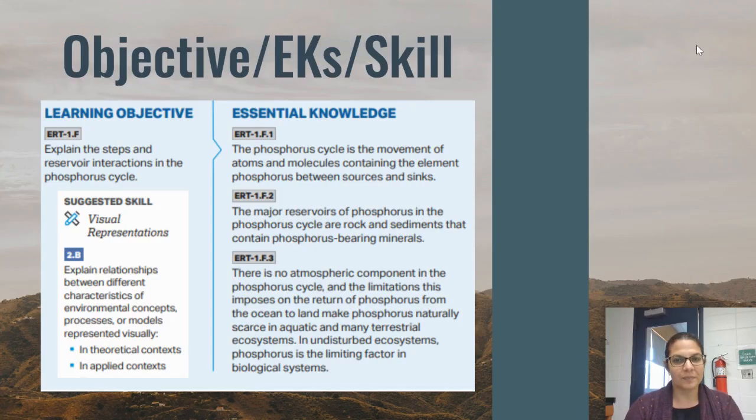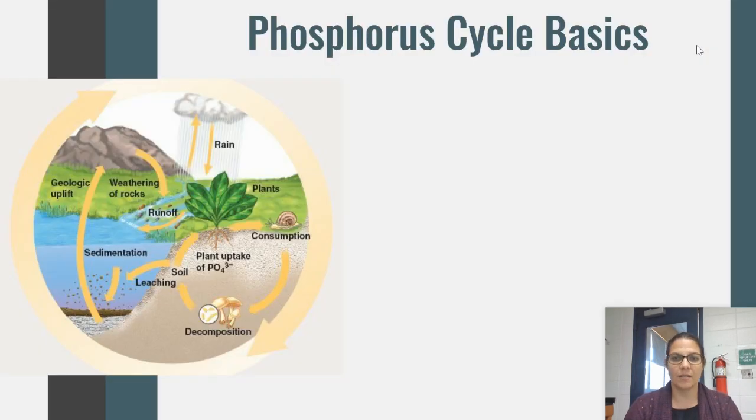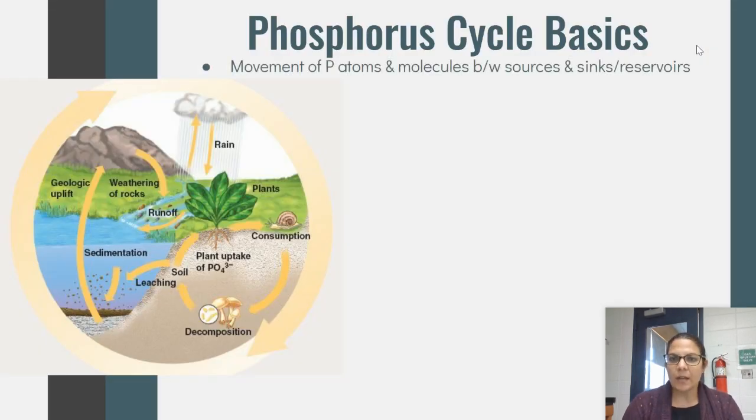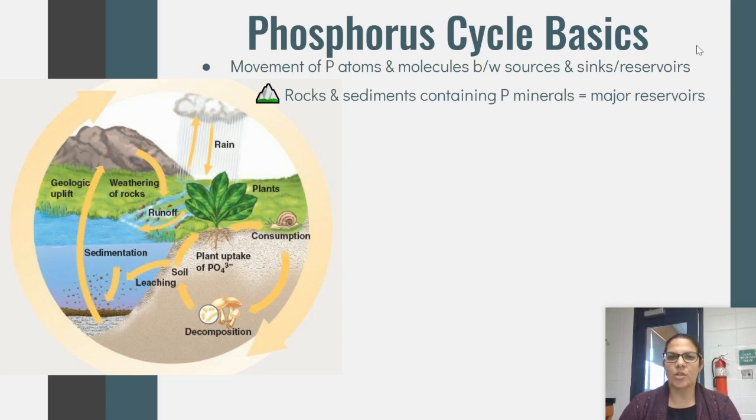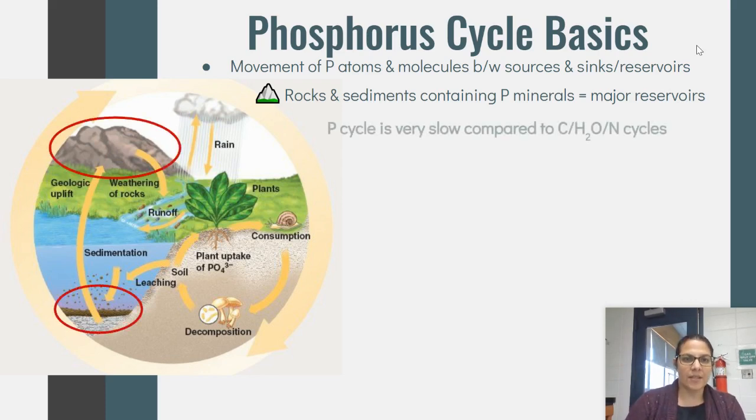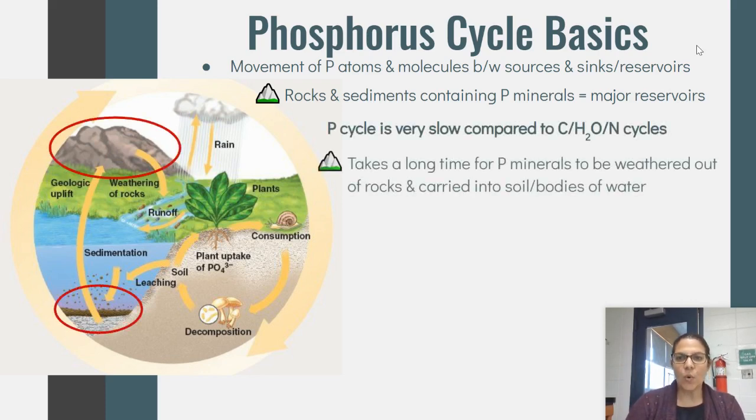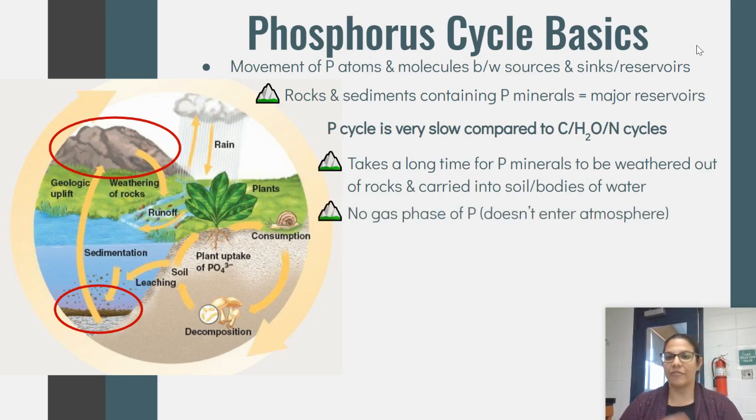Phosphorus cycle. Objectives, EKs, and skills. Phosphorus cycle is really slow, and the major reservoirs are rocks and sediments containing phosphorus, which is why it's really slow. The other thing about this is that there is no gaseous phase. So it never enters the atmosphere. You might have some wind-blown dust, but that's not a gaseous form.